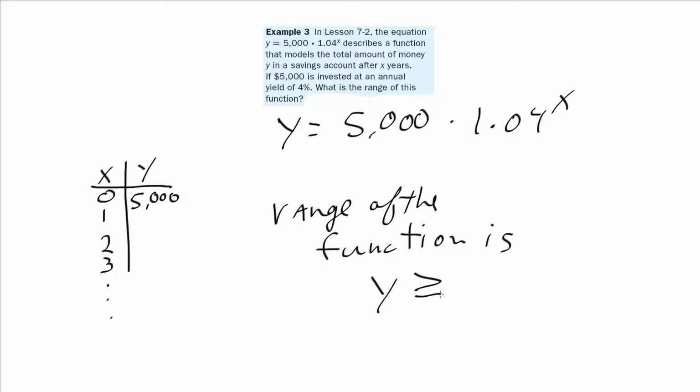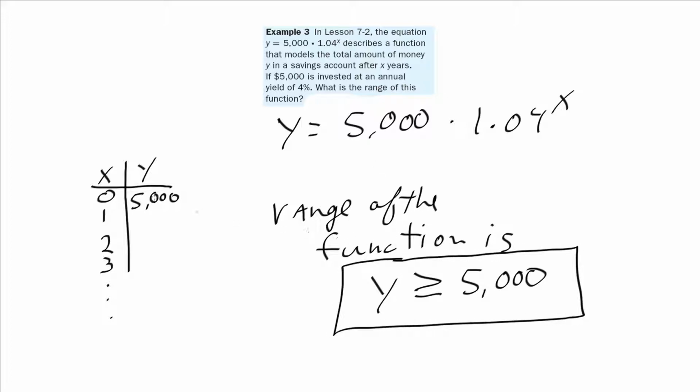It could be anything over 5,000, 5,000 and up. It won't be below 5,000. We're not going to have a fractional x or a negative x. So we're never going to drop below 5,000 for this calculation. That's it. That is the range of this function. The domain of the function, we defined it here, is related to the savings, and so it's integer values, positive integers, 0, 1, 2, 3, and so on.